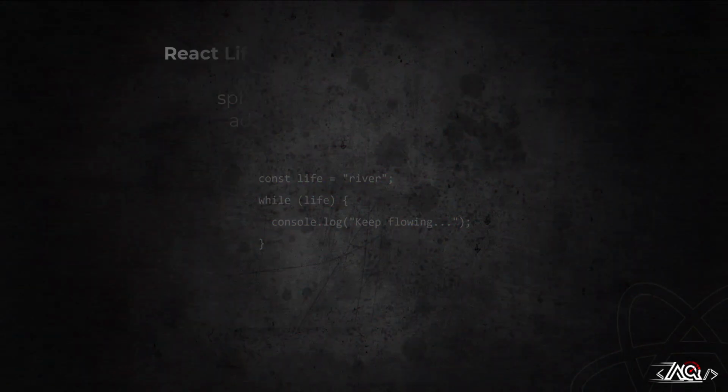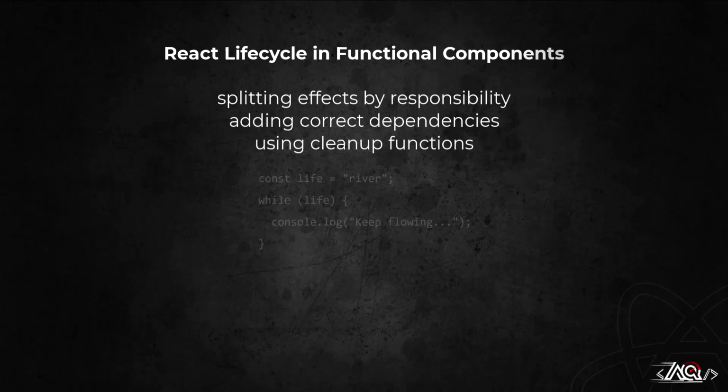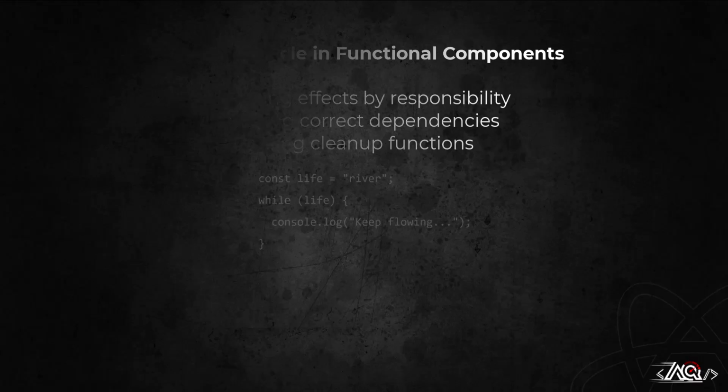In functional components, performance is closely related to how rendering works. Instead of class lifecycle methods, we use useEffect to handle side effects. Good practices include splitting effects by responsibility, adding correct dependencies, and using cleanup functions. This helps prevent unnecessary work and keeps components stable.